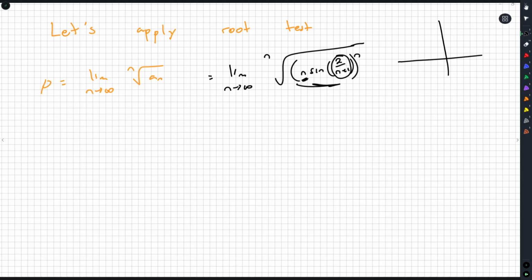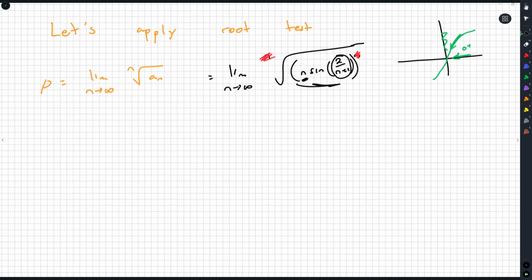If we quickly sketch sine, just to be sure we're applying the proper version of the root test, sine looks like this, and as we approach 0, the 2 over n plus 1 values we're plugging in will be here, and this will be positive. So there are no oscillations, nothing weird, nothing that makes us think maybe I should use something like the alternating series test. No, it works just fine, and we can cancel out the n and the nth root there.